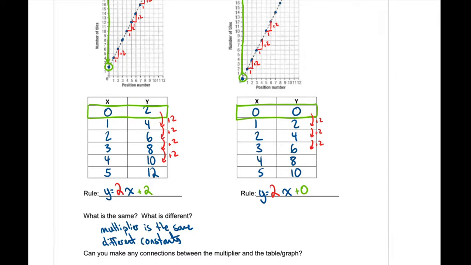They have the same multiplier, so that means they have the same slope, same rate of change. So nothing's changing there, same steepness. The only difference is where they start.